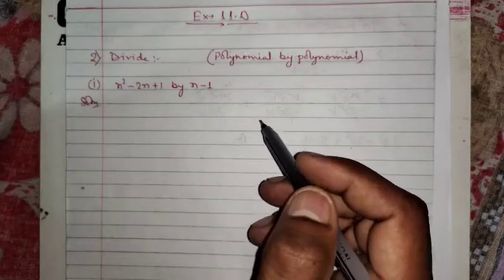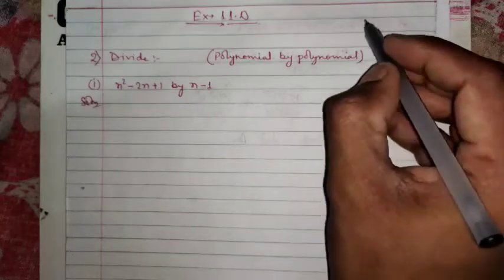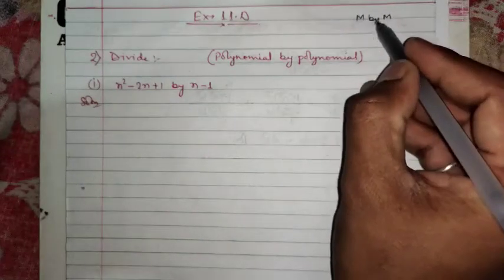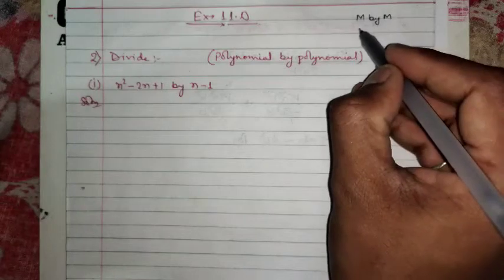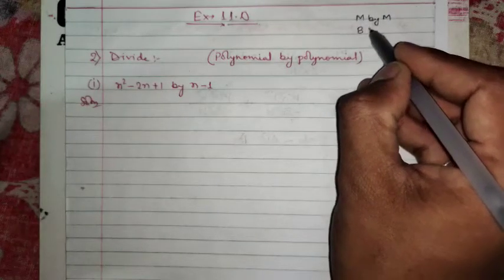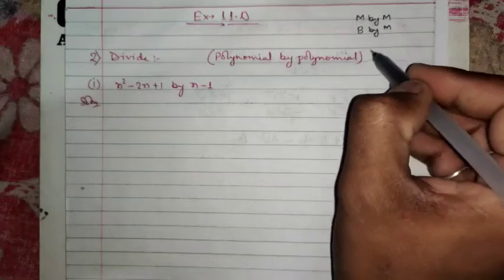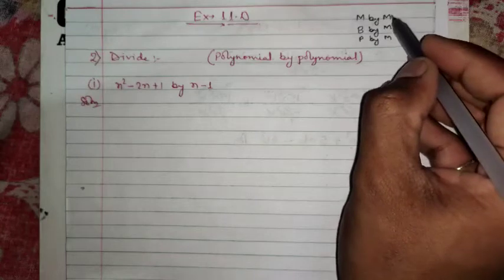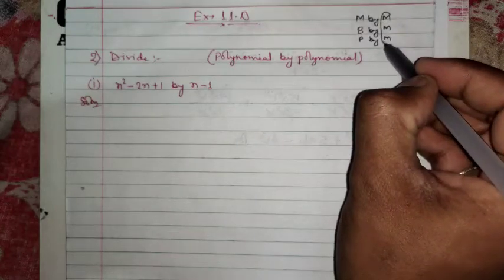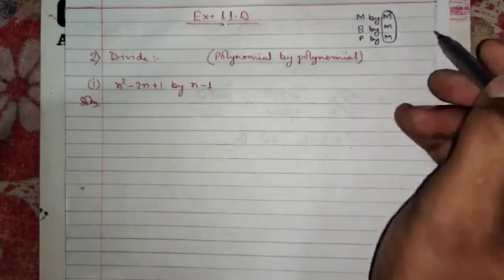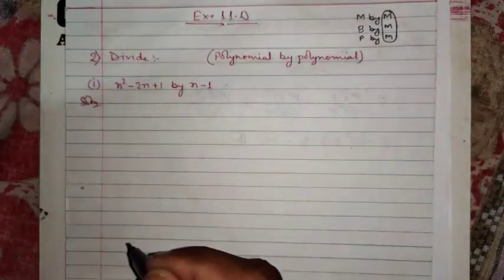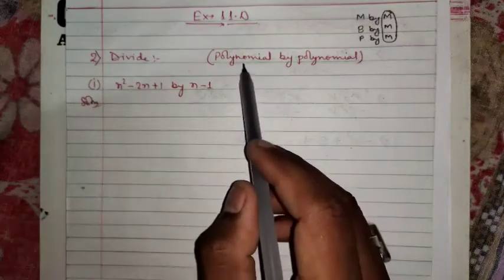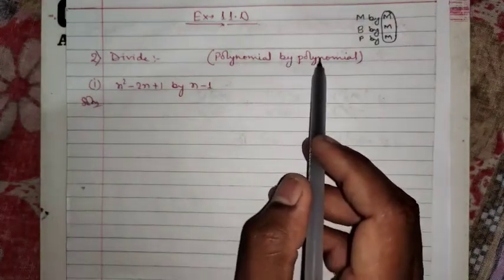Earlier we have studied monomial divided by monomial, then binomial divided by monomial, and polynomial divided by monomial. It means that in all the three types monomial was common. It means every term was divided by a monomial. But now from question number 2 onwards we are going to do polynomial divided by polynomial.